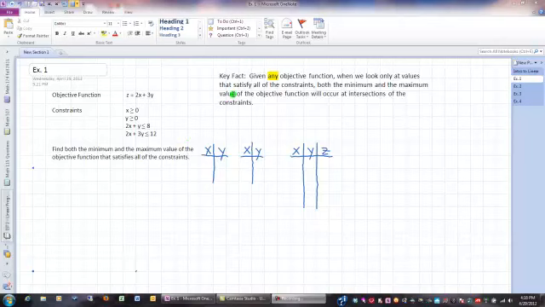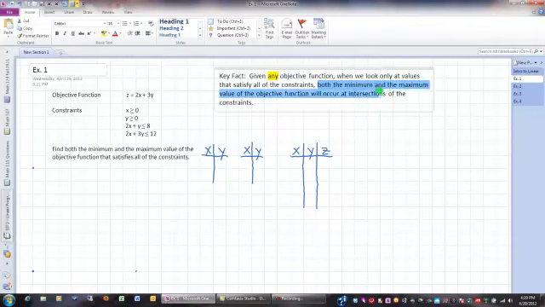Now the key fact that drives all of this is this. Given any objective function, when we look at only values that satisfy all of the constraints, both the minimum and the maximum value of the objective function will occur at intersections of the constraints. All right, let me say that again. Both the minimum and the maximum value of the objective function will occur at intersections of the constraints. So that's something you have to keep in mind.